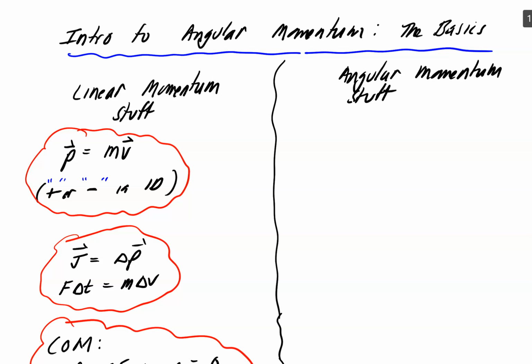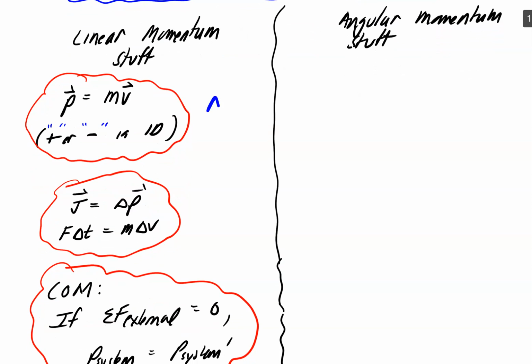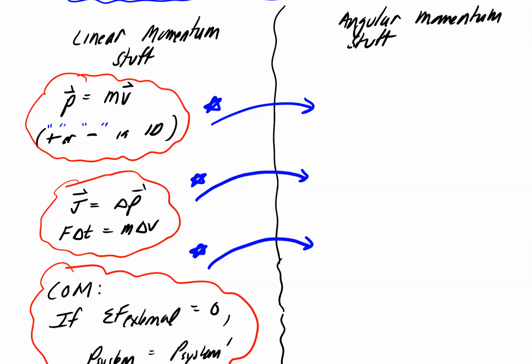So we have basically three ideas in linear momentum. We have the definition of momentum. There's going to be a corresponding analog that's called angular momentum. We have this idea that impulse changes momentum. Well, there's going to be a rotational analog to that. And then we have this concept of, hey, momentum is conserved, will not change under certain circumstances. And there's going to be an analog to that in the context of rotational motion.